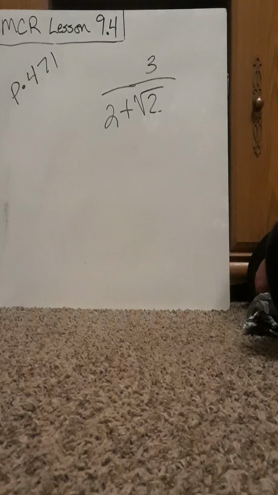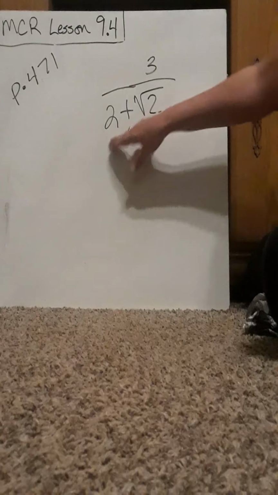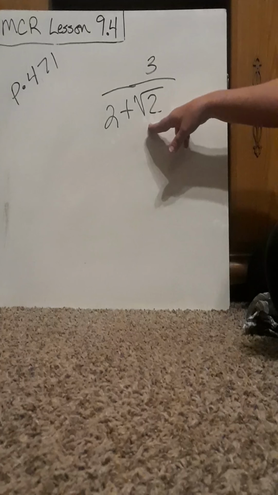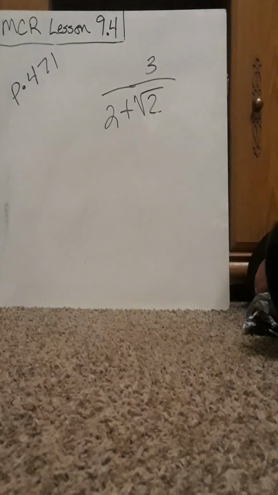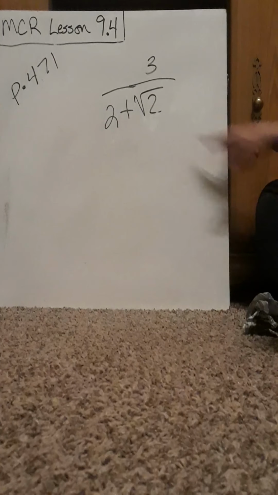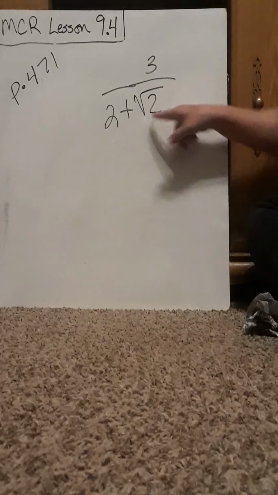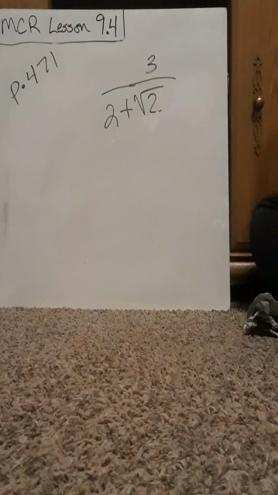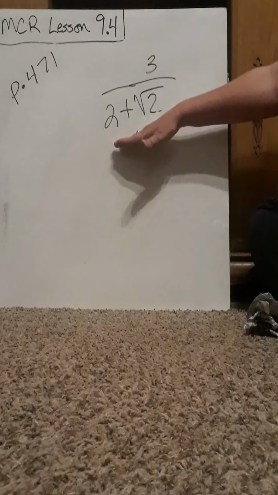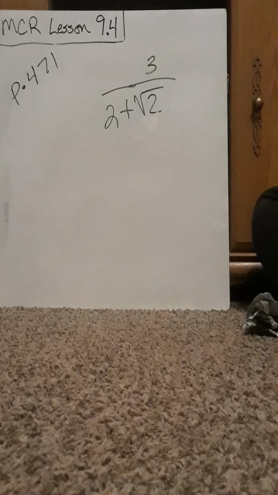To rationalize the denominator involving two terms, that means you have two things under here in the denominator. Multiply both the numerator and denominator by the conjugate of the denominator. Remember, you can get rid of a radical if you multiply it by its conjugate. So instead of just multiplying the radical by itself, if you have something like this, you're going to have to multiply it by its conjugate.